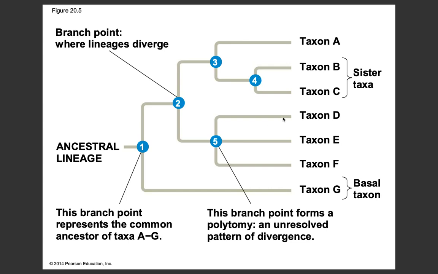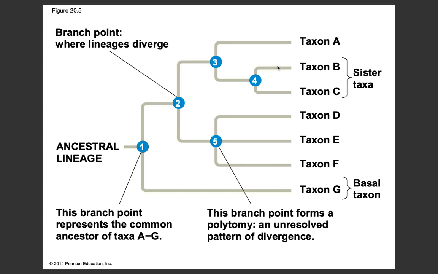Okay, so over here with our lineage that diverged from common ancestor 5, this is a branch point forming a polytomy, an unresolved pattern of divergence. An unresolved pattern just means that out of these, we don't know which one came first. We just know that these 3 organisms share a common ancestor, and it's whatever was at position 5.